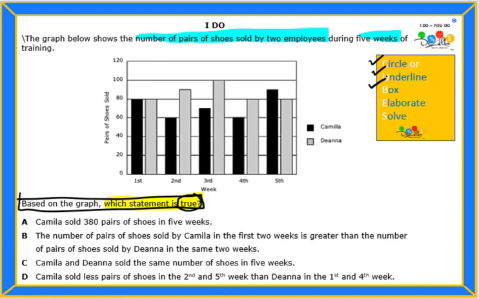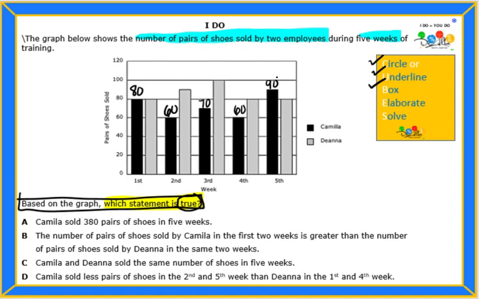I like to write the numbers actually on top of the bar so that it is easier for me to compare the graph. So I have 80, and I'm going to write all of Camila's in one color. And I have 60, and the third week she had in between 60 and 80, that would be 70. And in the fourth week, 60. And in the fifth week, just above 80 but below 100, that would be 90.